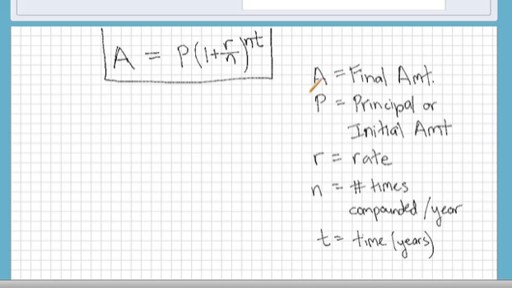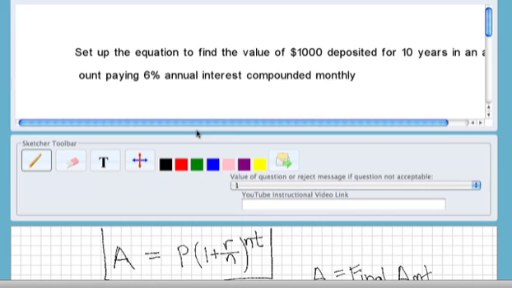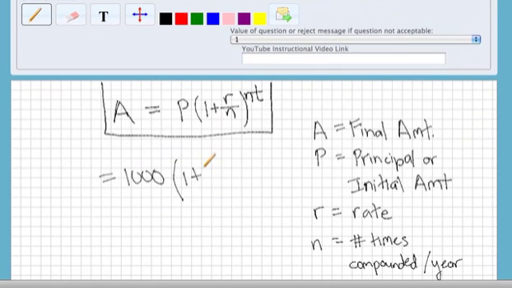The first thing they tell us is that the initial amount of money invested is P, which is the principal. So that's $1,000. So I'm substituting in 1,000 for P. Next, the interest rate, R. If you look here, they tell us 6%. So you have to be careful here. You don't want to type in 6. You want 0.06 because that's 6% as a decimal.